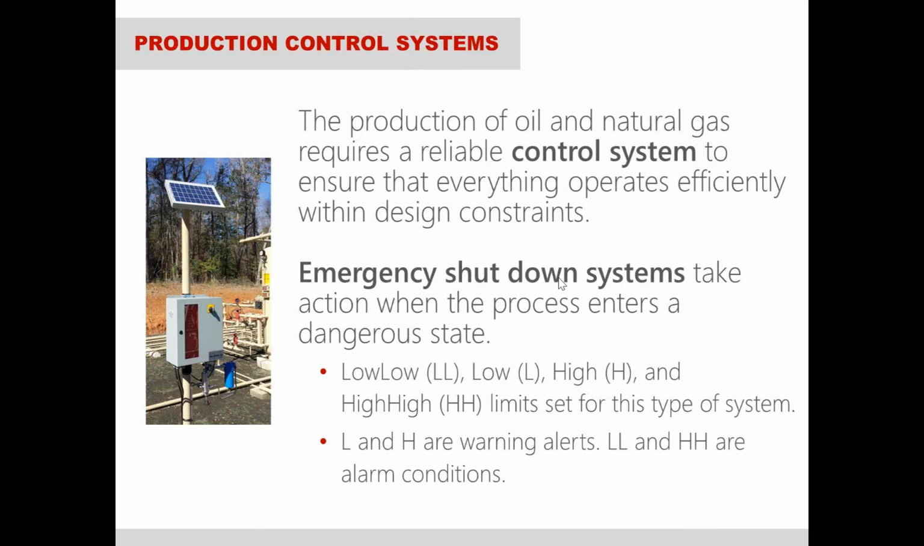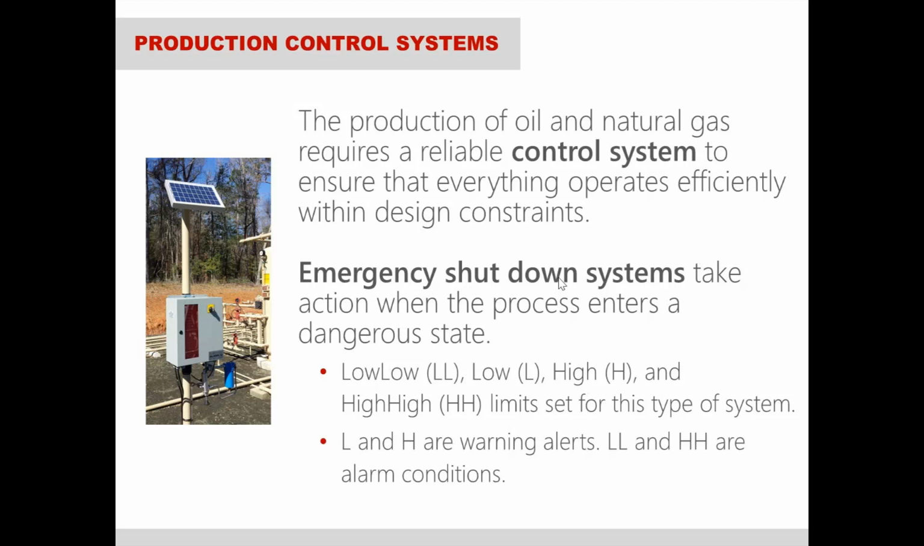Production control systems are very important for the production side of things in order to keep the process within its design constraints. So this requires a reliable control system, and reliable control equipment that feeds that control system, just to make sure everything's efficient and safe. A part of a control system is an emergency shutdown system, which will take action if that process ever gets out of design constraints. It will shut down the system or alter the process to put it back within design constraints.